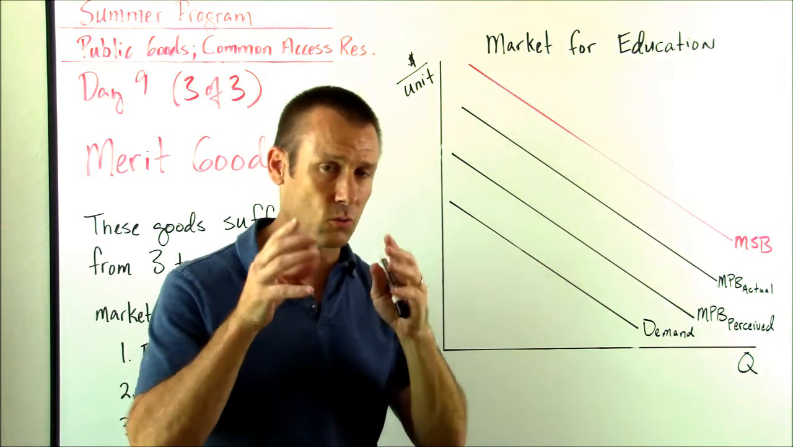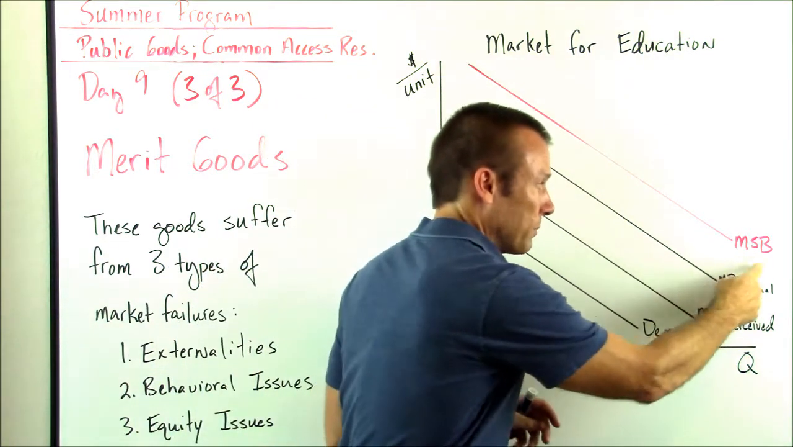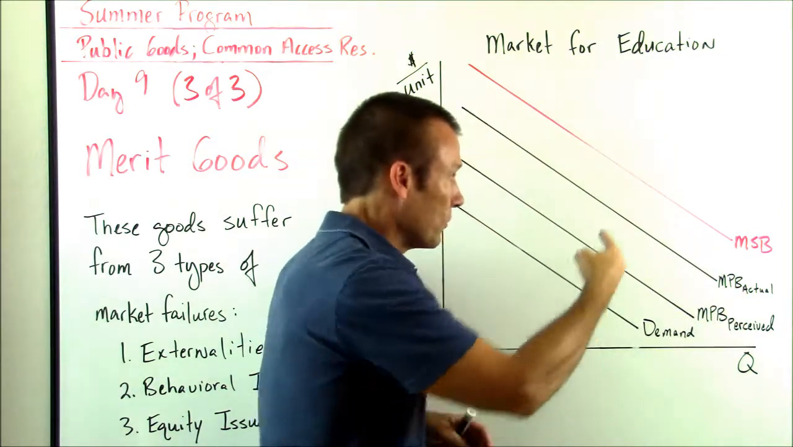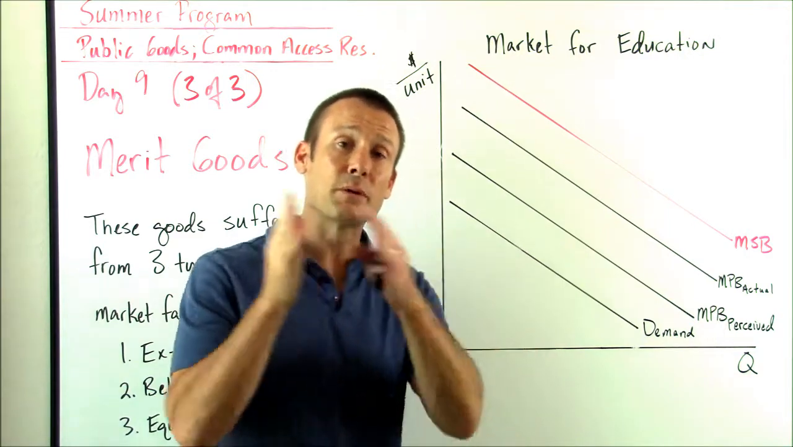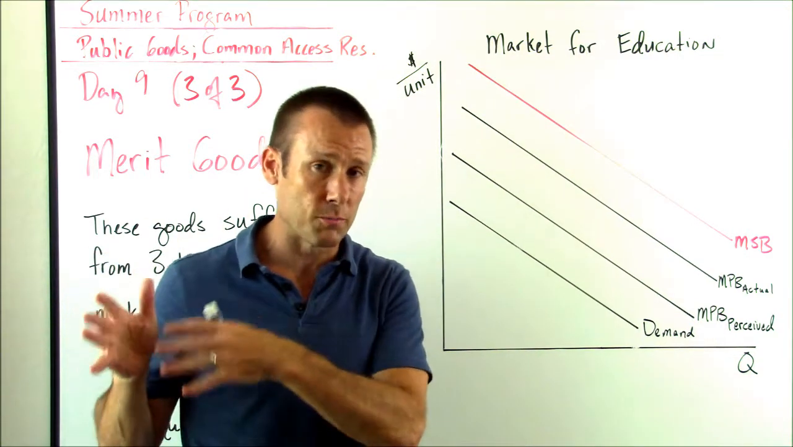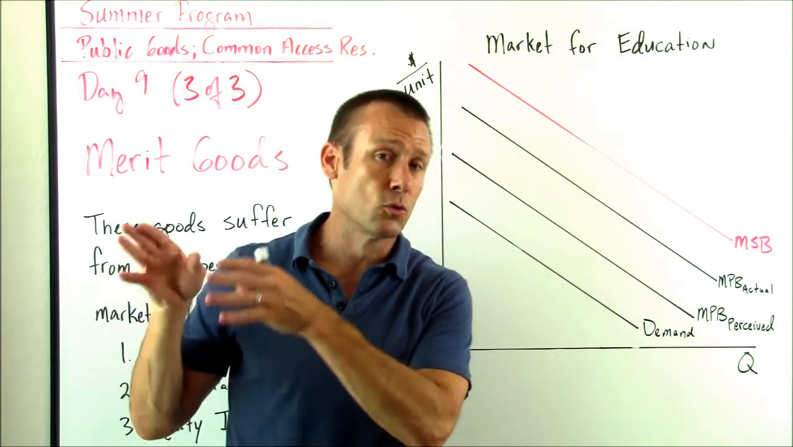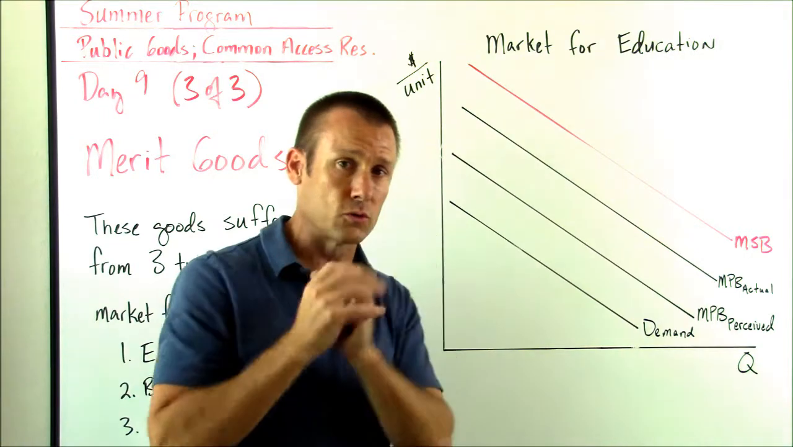Now, here's the first one. The first market failure is the positive externality. The marginal social benefit, you can see, is greater than the marginal private benefit. So this vertical distance, again, is the positive externality. This is the spillover benefit to third parties. So that vertical distance is the spillover benefit to third parties. So that's the positive externality, the disconnect between those 2 lines.